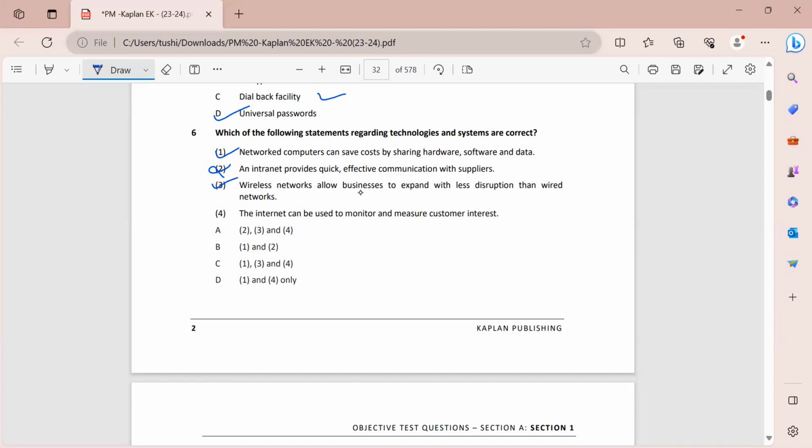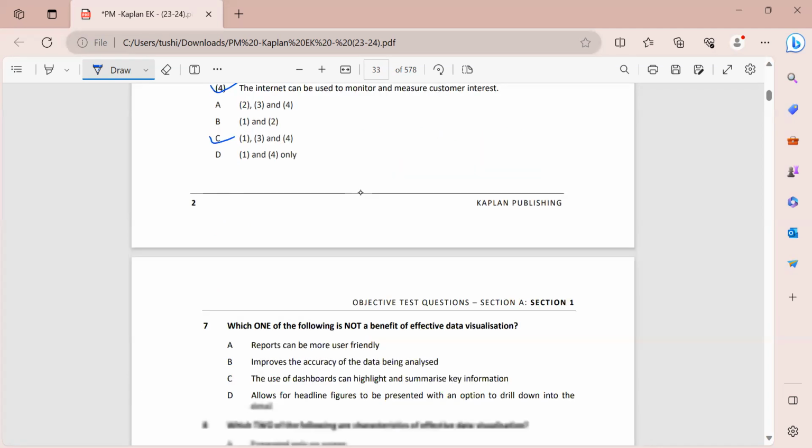The internet can be used to monitor and measure consumer interest. This is also perfectly all right. We have seen organizations that are using the internet to monitor social media, which has become a very important way of measuring what your consumers are interested in. So my answer becomes option C, which is 1, 3, and 4.